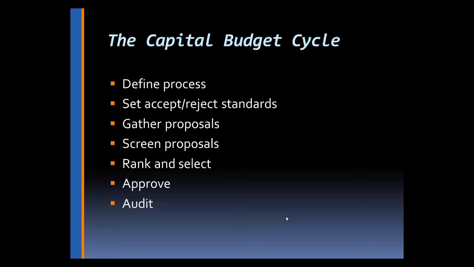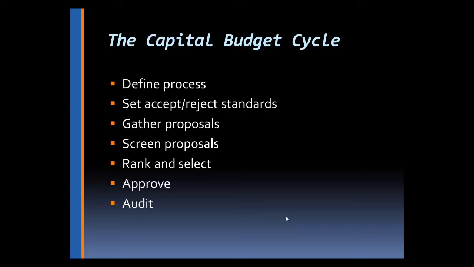The interesting part of this is that we have to set the accept-reject standards. Which projects do we accept and which ones are we going to reject? This varies from company to company based on their resources and their appetite for risk. Interestingly enough, probably more than half, maybe even two-thirds, of the capital budgeting requests made today do not go through the screening or accept-reject standards. The reason is they come from requests to fulfill some type of governmental regulation.